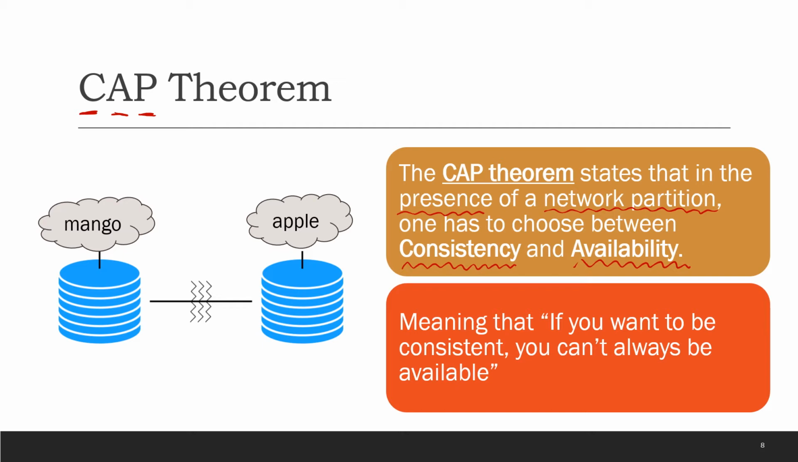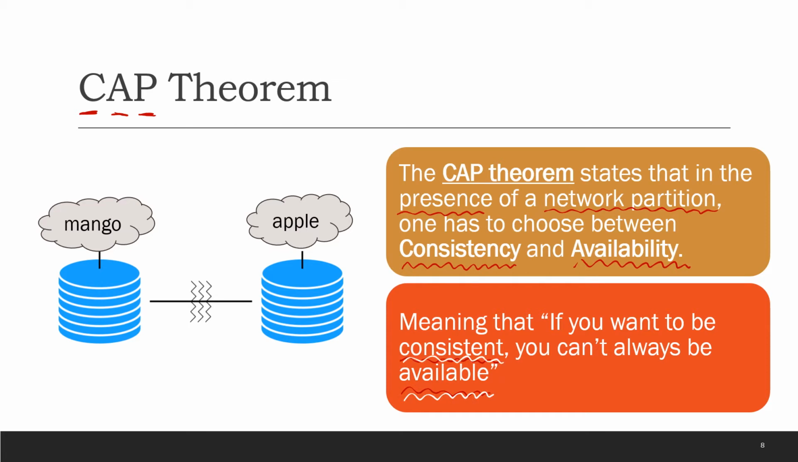meaning that you can have only one, you cannot have both. If you want your system to be consistent, then it may not be available. But if you want your system to be available, it may not be consistent.